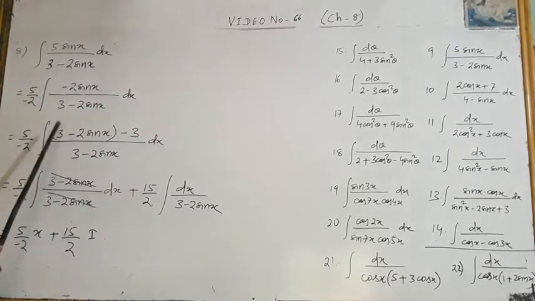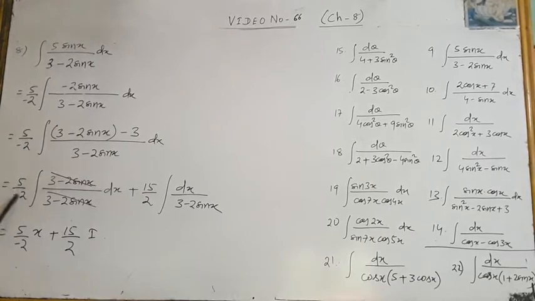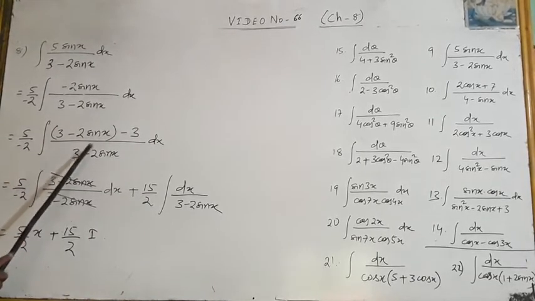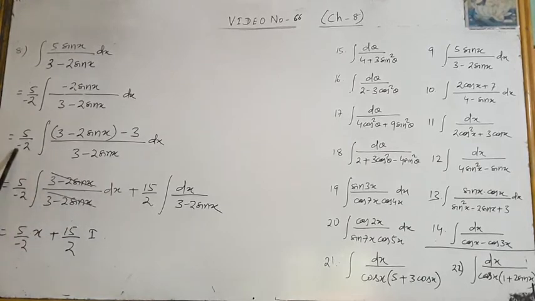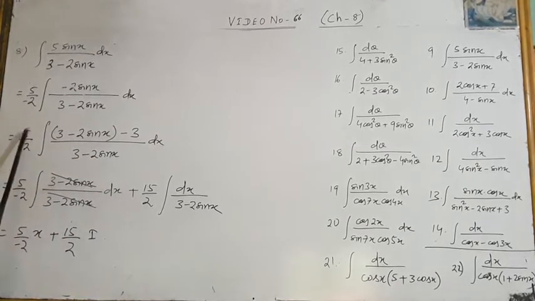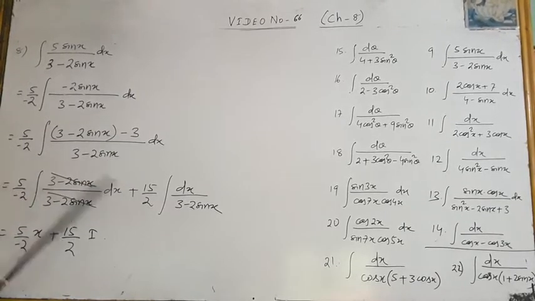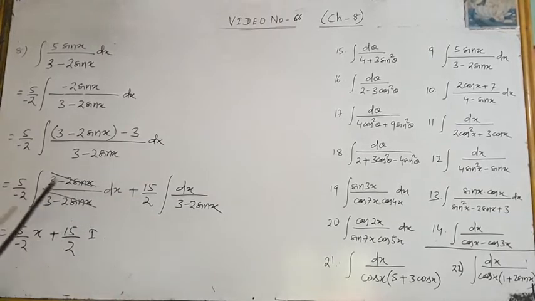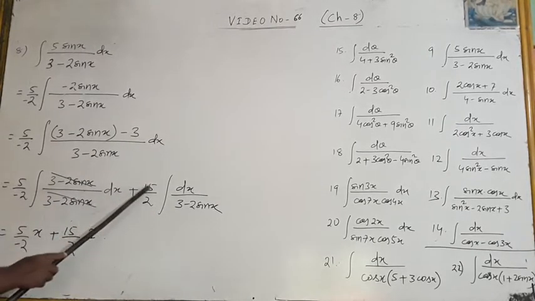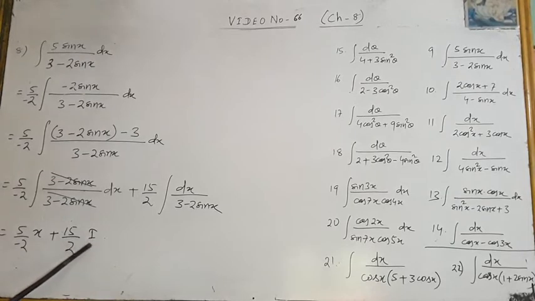Now separate this one. 5 by minus 2, 3 minus 2 sin x by 3 minus 2 sin x into dx. Minus here, also minus, so they will become plus. 3 into 5, it is 15 by 2, dx by 3 minus 2 sin x. Now 5 by minus 2 it is x, plus 15 by 2 and it is I. And I have taught you this integration in number 3.